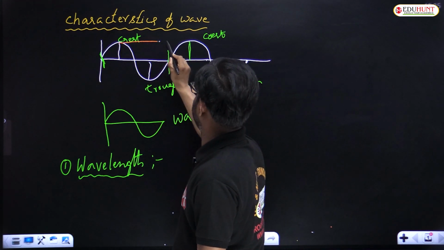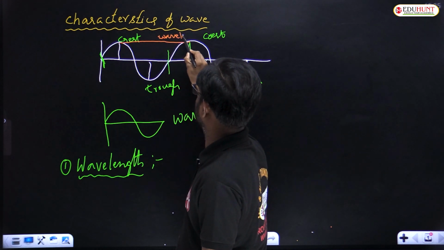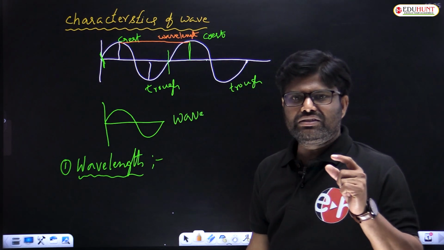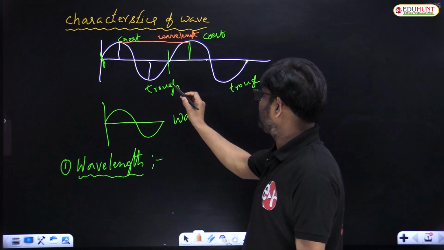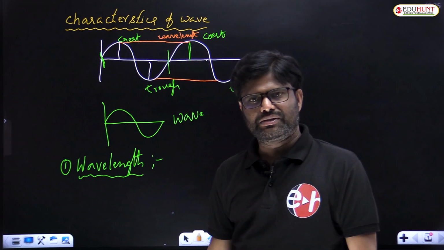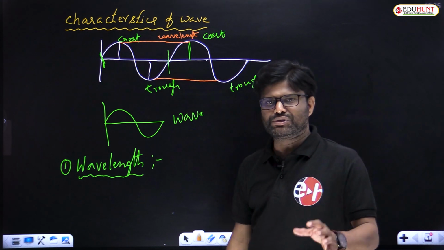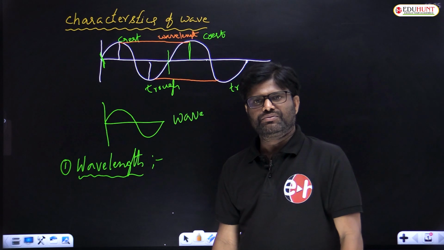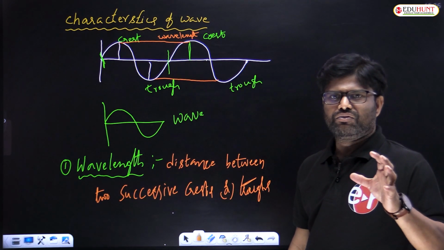This distance is called wavelength. This is wavelength, lambda. Wavelength lambda. The distance between the two successive crests, and also the distance between the two successive troughs, is called wavelength. So the definition: the distance between two successive crests and troughs is called wavelength.